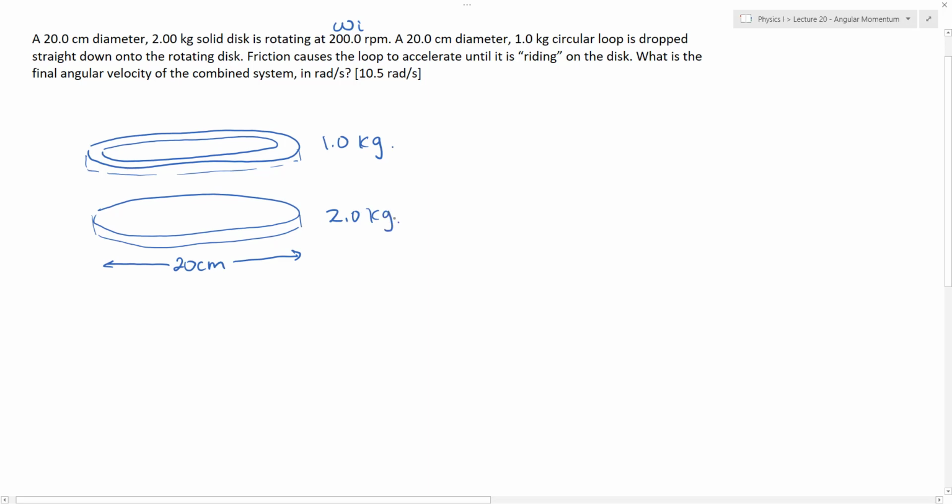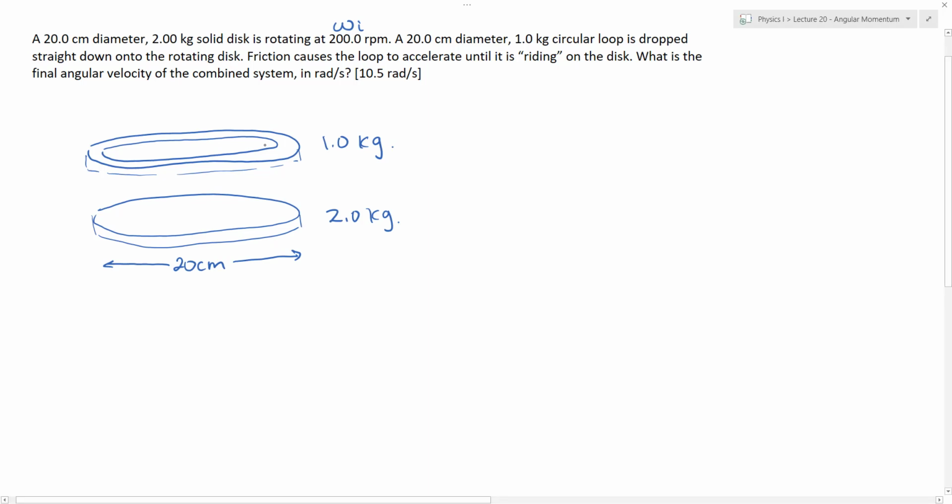Friction causes the loop to accelerate until it is riding on the disc. What is the final angular velocity of the combined system in radians per second? Okay, so initially the disc and the loop above it are not touching. At the end, they're touching each other. So this is like a collision that's happening, but it's an angular collision. So things are rotating as they collide. So that's why we're going to look at angular momentum here, not just linear momentum.